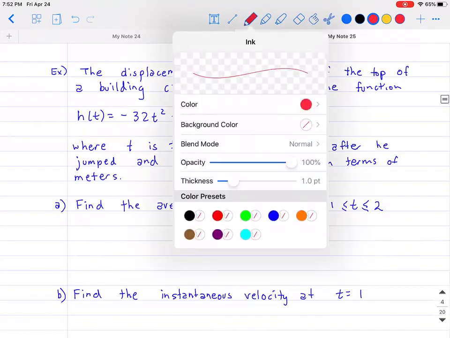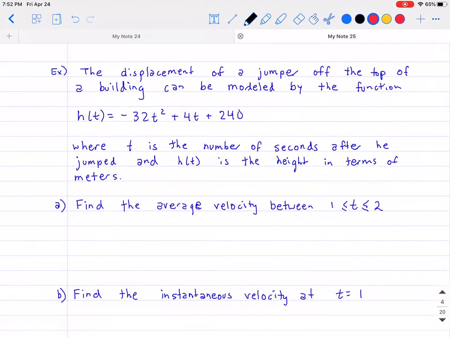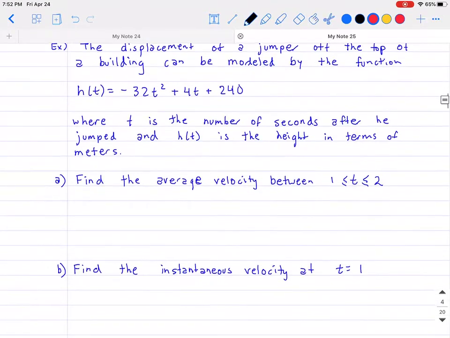Okay. All right. So now let's go ahead and look at this last example over here, which is more of a modeling problem or a word problem for the most part. So here we start with the displacement of a jumper off the top of a building can be modeled by the function h of t is equal to negative 32t squared plus 4t plus 240, where t is the number of seconds after he jumped and h of t is the height in terms of meters. I want you to find what is the average velocity between t is equal to 1 to 2.